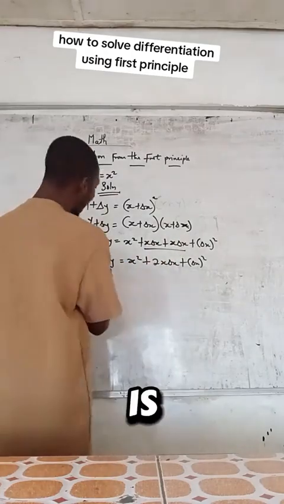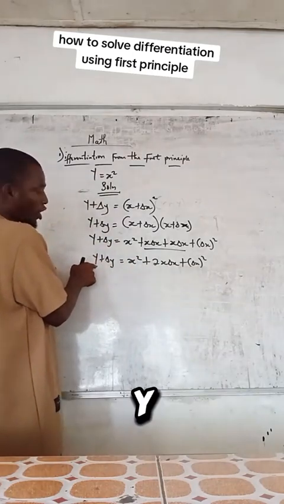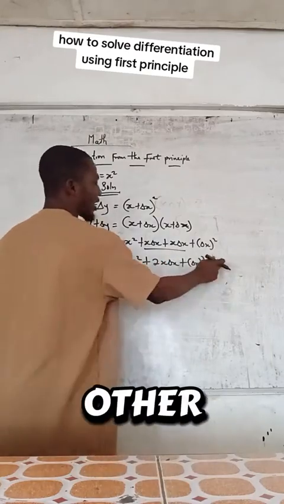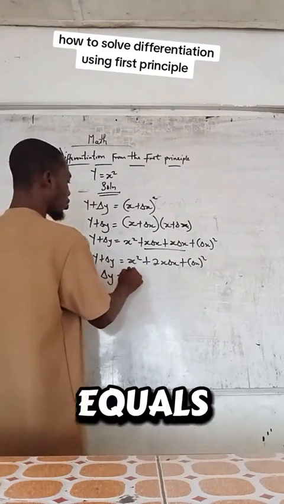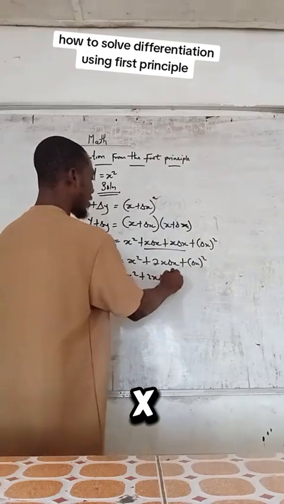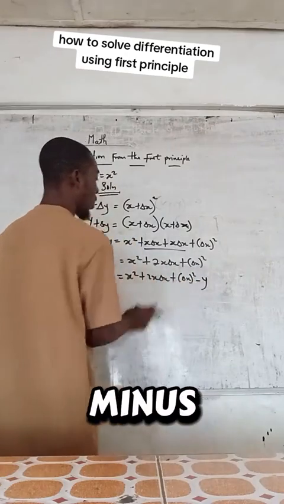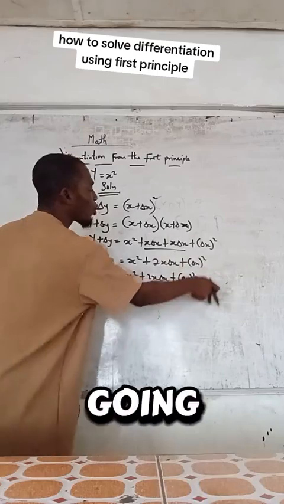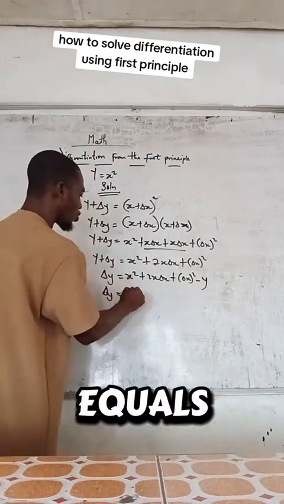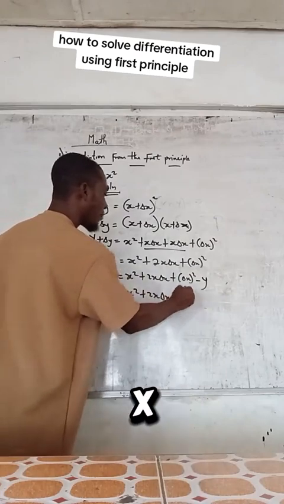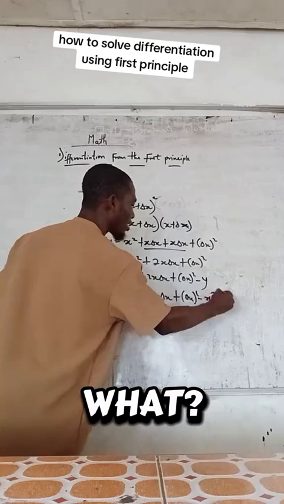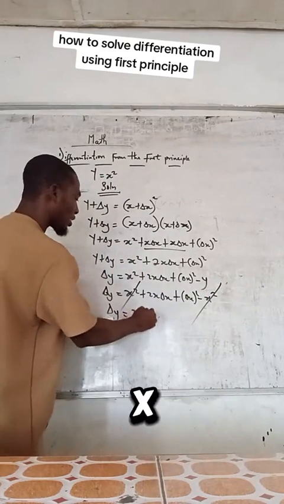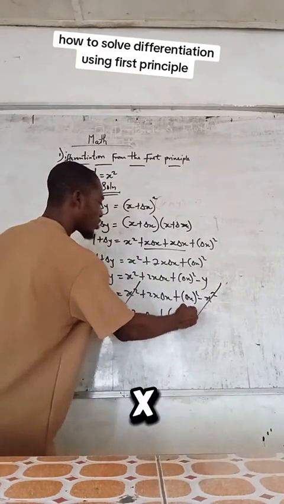The next thing is I have to eliminate this y from this place, so I can bring this dx down. Take this y to the other side. I'm going to have dy equals x squared plus 2x dx plus dx squared minus y. Don't forget that your y from the equation is equal to x squared. So whenever I see y, I'm going to put x squared. So dy equals x squared plus 2x dx plus dx squared minus x squared. This x squared cancels this x squared. I'm left with dy equals 2x dx plus dx squared.